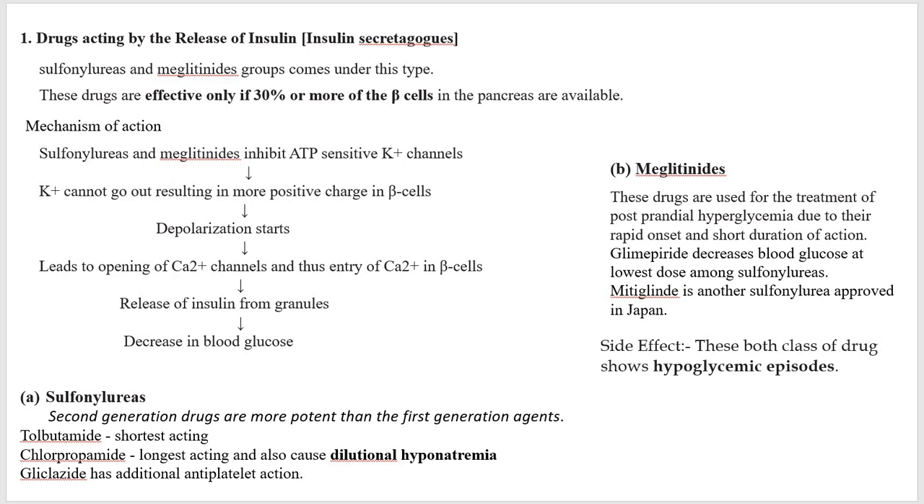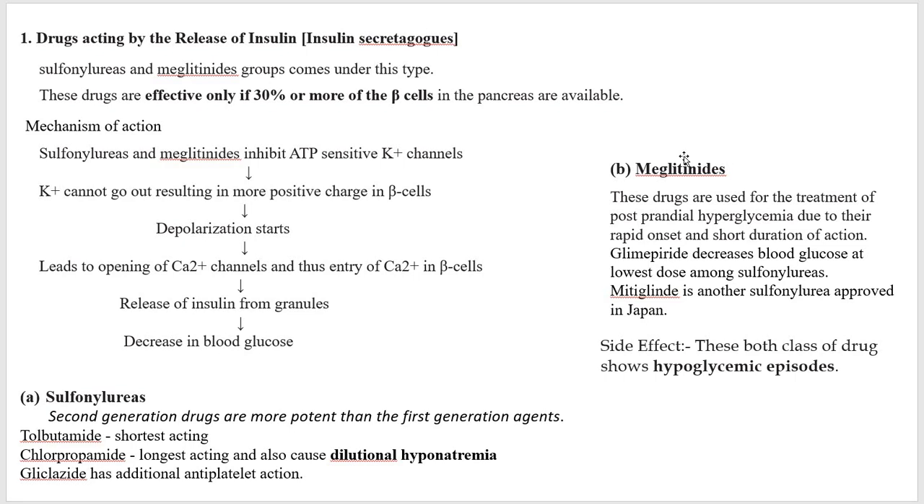This is the mechanism of these drugs; whatever chemical regulation we saw, these drugs act through that mechanism only. The first class of drug is sulfonylureas. Second generation drugs are more potent than first generation drugs. Tolbutamide is short acting. Chlorpropamide is longest acting and also causes dilutional hyponatremia. Gliclazide has additional antiplatelet action. These are the drugs and their special points.